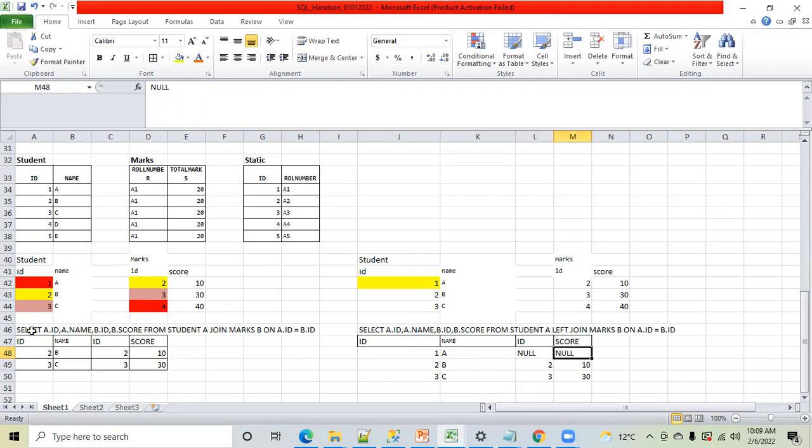But in this query, you have not given me this ID 1. What is the reason? Because it is an inner join. So what is the use of inner join? Inner join means only the matching records will be fetched. ID 1 is not present here, so that is why it was not fetched.